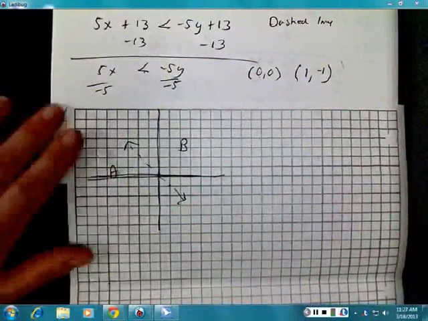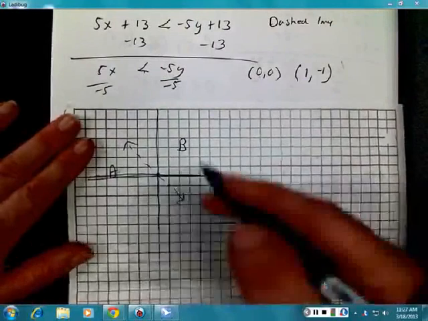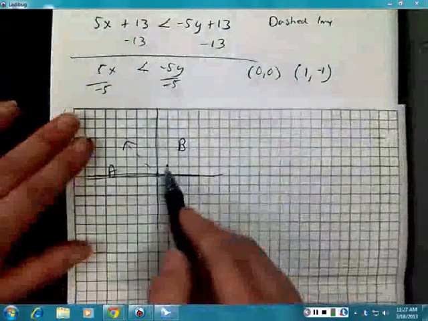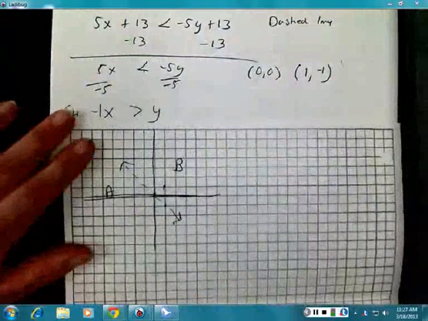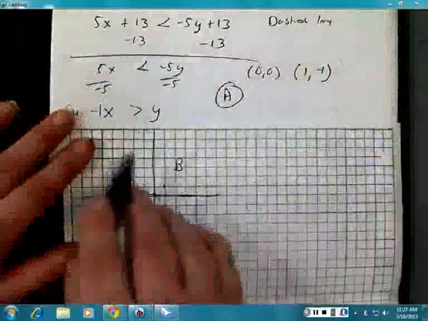What side gets shaded? A or B? Should I say shade B or shade A? Well, if you don't know, pick your test point, which is 1, 1. Shade A. Shade A? Yeah.